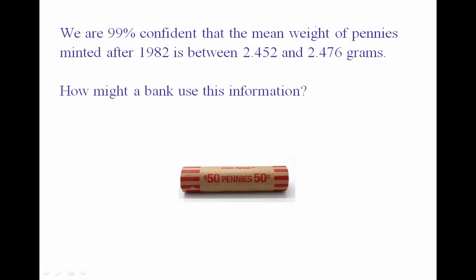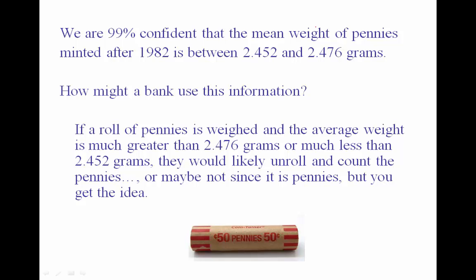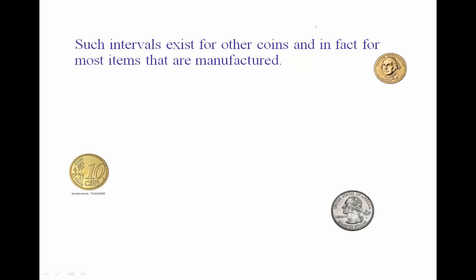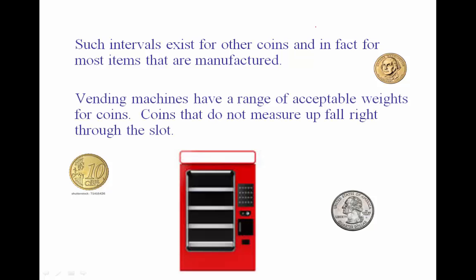How might a bank use that information? If a roll of pennies is weighed and the average weight is much greater than 2.476 grams or much less than 2.452 grams, they would likely unroll and count the pennies, or maybe not since it's pennies, but you get the idea that they would have a suspicion that that might not just be all pennies in that roll. Such intervals exist for other coins and in fact for most items that are manufactured. Vending machines have a range of acceptable weights for coins. Coins that don't measure up fall right through the slot.